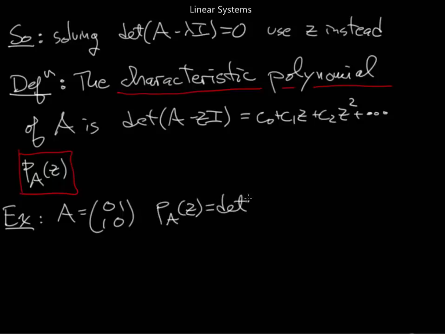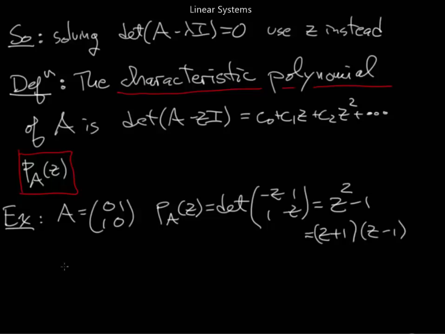So let's do this example from earlier. p_A of z is, well, you take the matrix and you subtract z from the diagonal, and you take the determinant and you get z squared minus 1. And that factors as z plus 1 times z minus 1. So the two eigenvalues are 1 and minus 1. And that's what we found on an earlier slide.